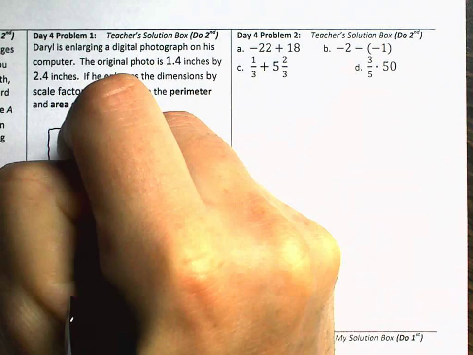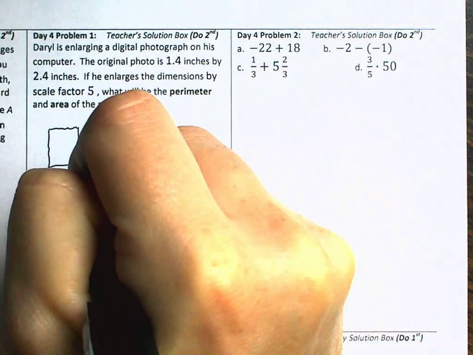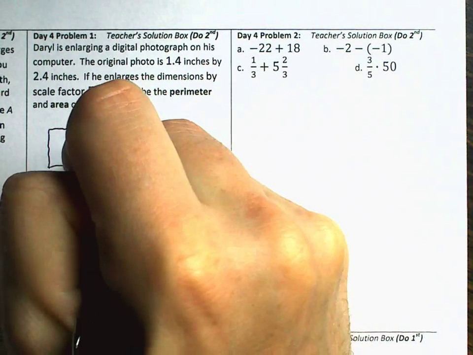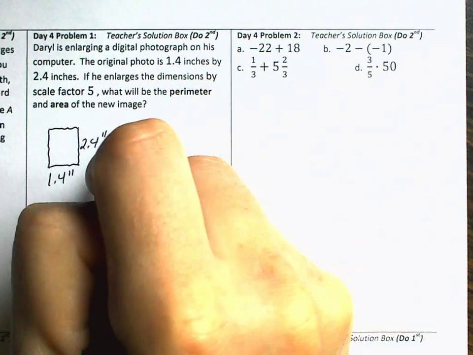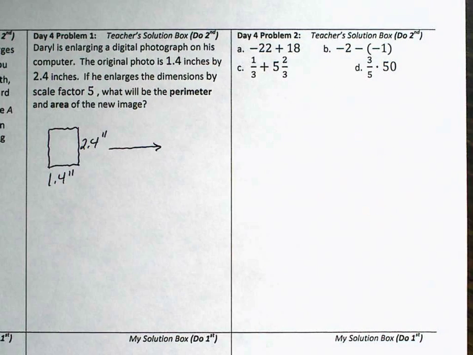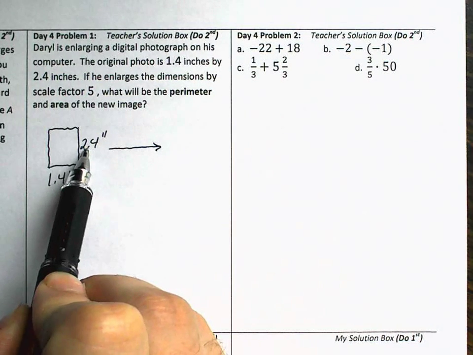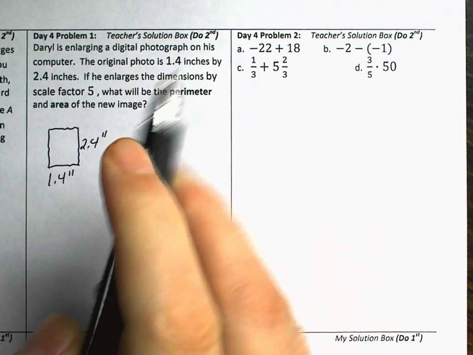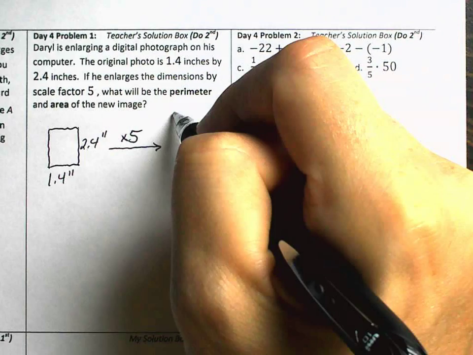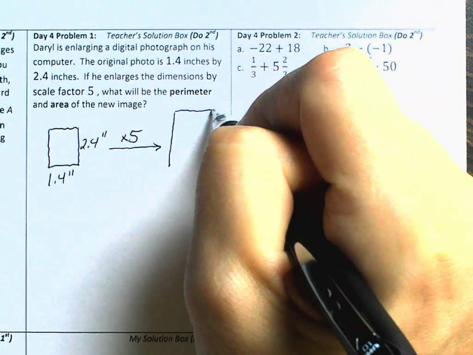So this sketch will represent the original photograph, width 1.4 inches and height 2.4 inches. And this arrow symbol here indicates a transformation is going to take place, and the transformation is to multiply the dimensions by scale factor 5. So times by 5. That's going to create a much larger photograph.